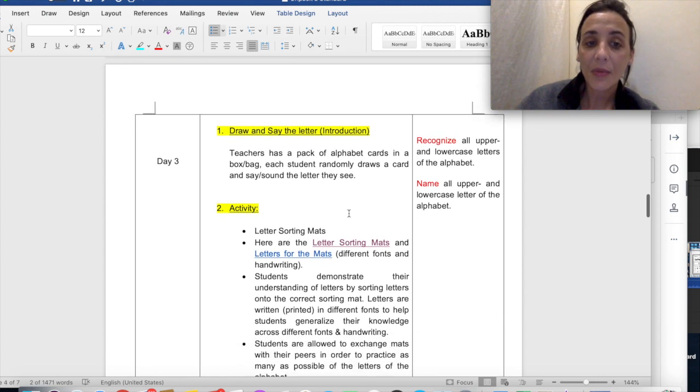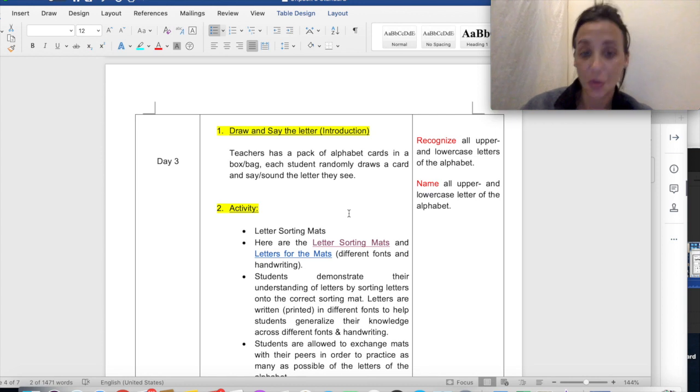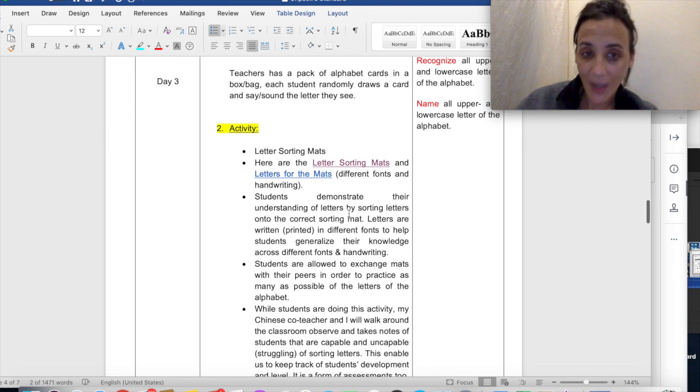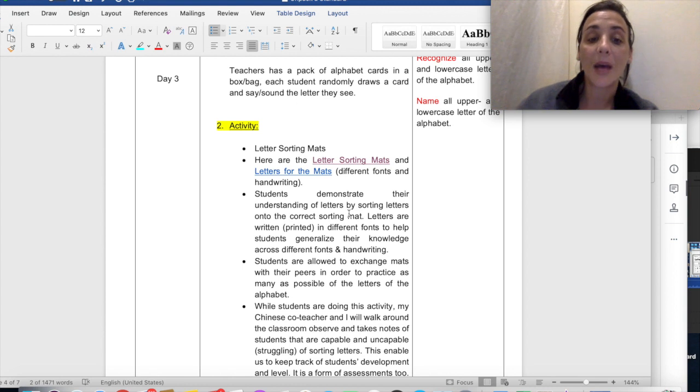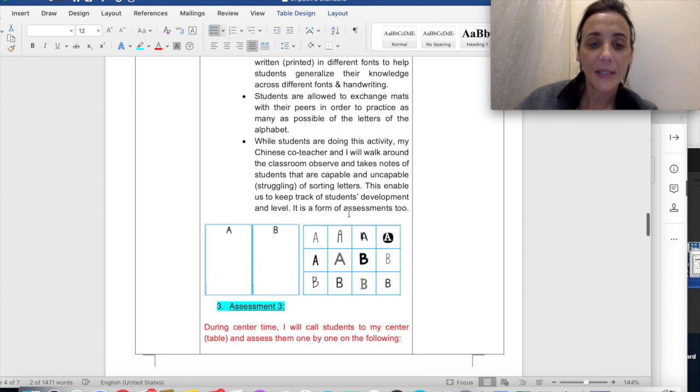Continuing to day 3, I would start the class with a draw and say the letter. I have a box or a bag with a lot of alphabet flashcards in it. The students have to randomly draw an alphabet letter and then say the letter and the sound of the flashcard that they drew. I would once again do an activity. This time I would give them letter sorting mats. It looks something like this.